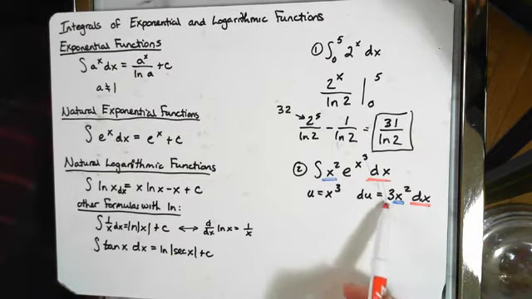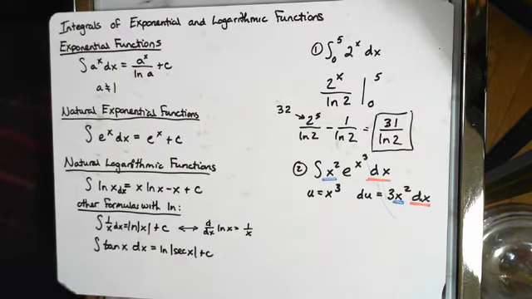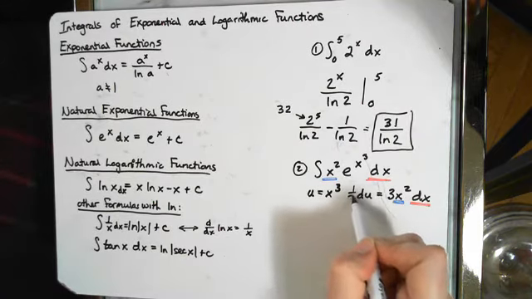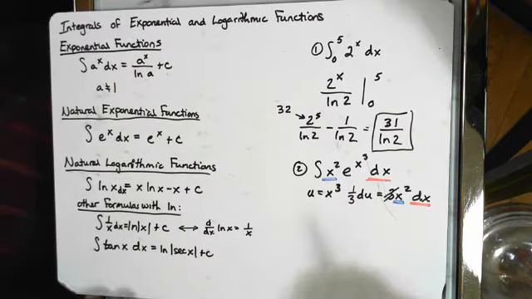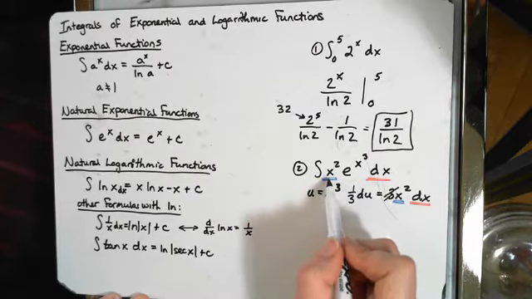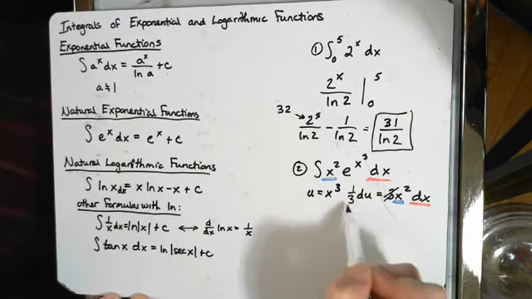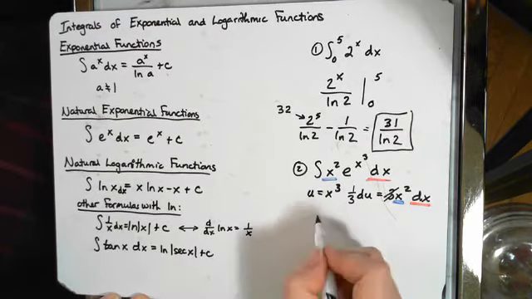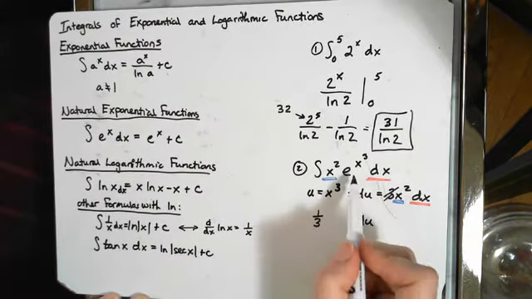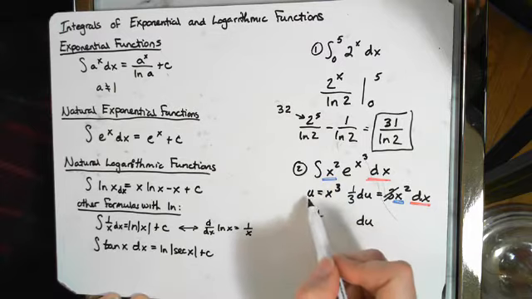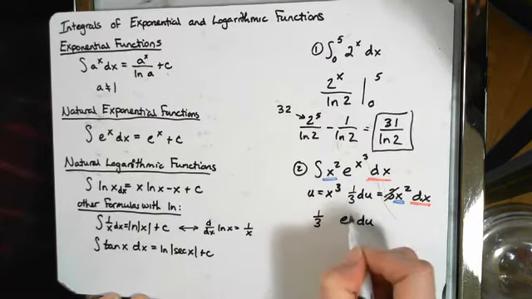So I just need to get this 3 to the other side, and then I can substitute. To do that, I'm just going to divide by 3 on both sides. So I just get 1/3 du. Now I can do my replacement. So this x squared and dx is going to be replaced with the 1/3 du. So I have 1/3 and a du. This e to the x cubed is going to turn into e to the u.